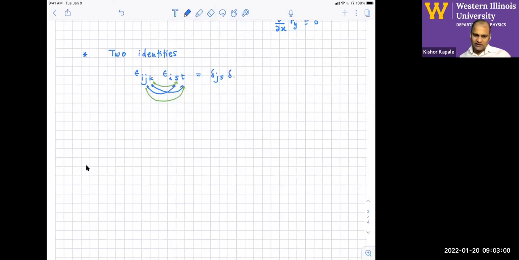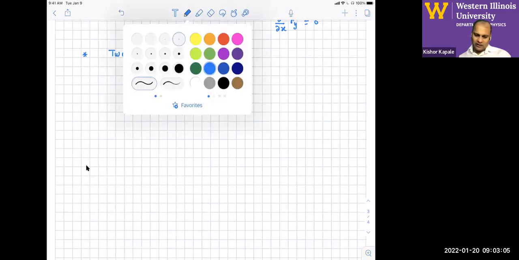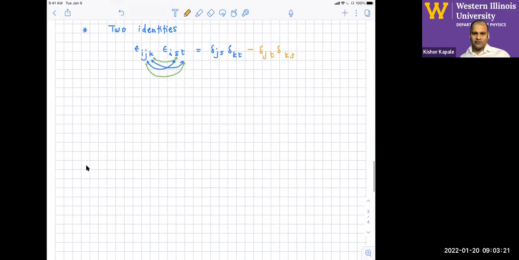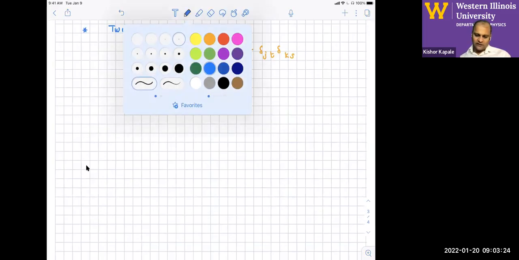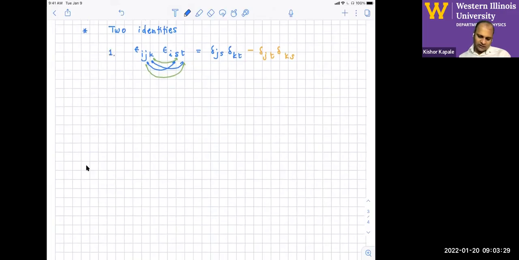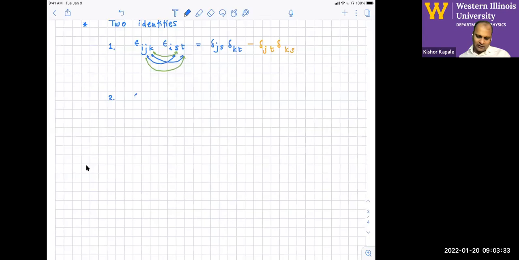So delta JS, delta KT, where we use the blue coupling, and the other term would be minus delta JT, delta KS. Okay, I just deliberately used color there so that you can see where those things are coming from. Okay, so that's one identity that's important. Remember that. This one you want to remember. It's much better to remember it than look it up.